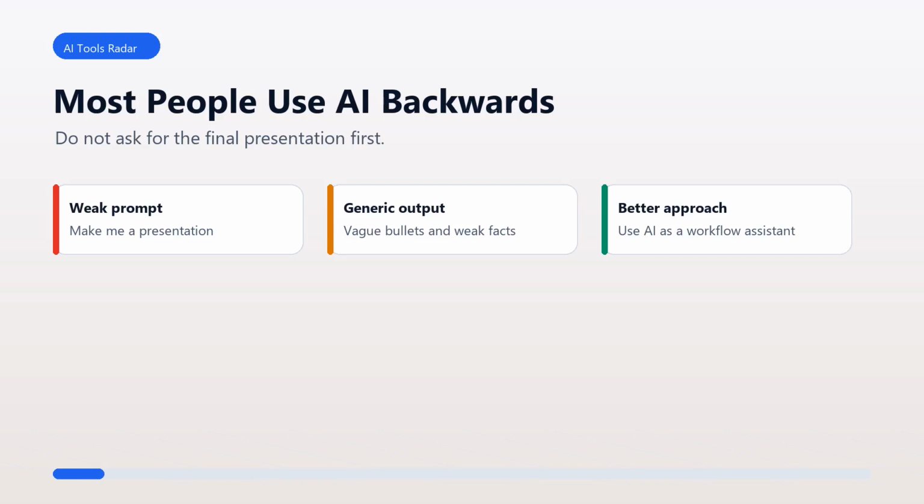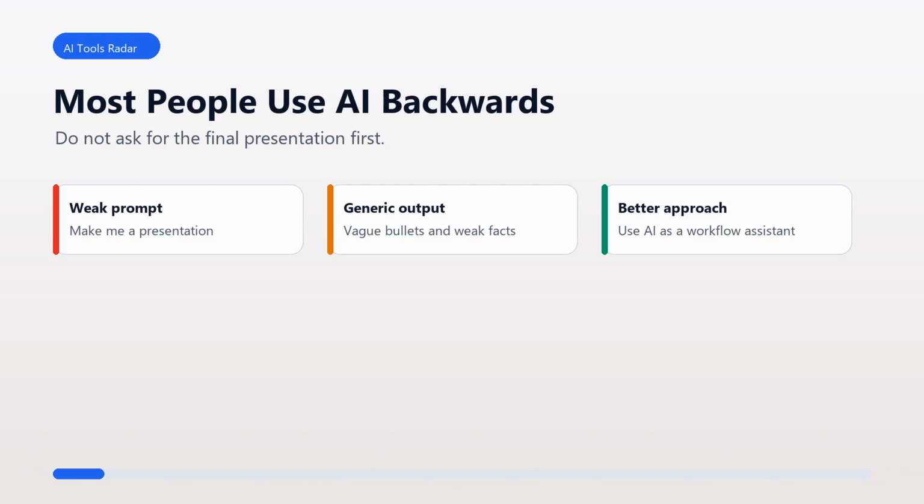Most people use AI backwards. They open a chatbot, ask it to make a presentation, and then spend the next hour fixing vague points, generic bullets, and facts they cannot trust. The better way is simple. Use AI as a workflow assistant, not as the source of truth.